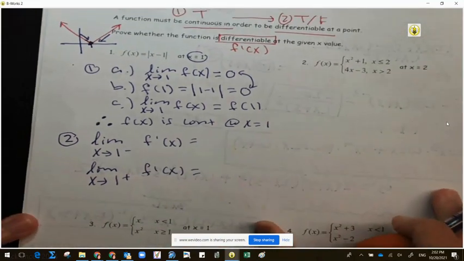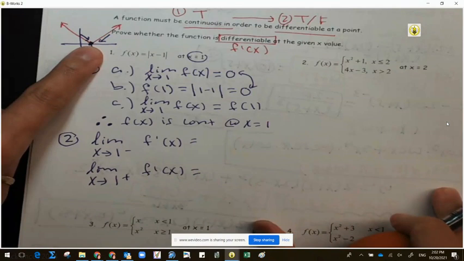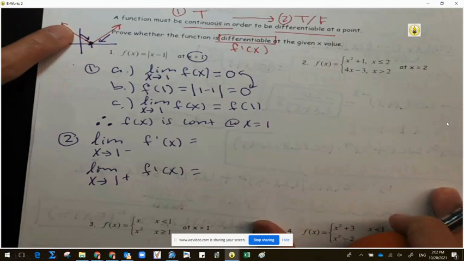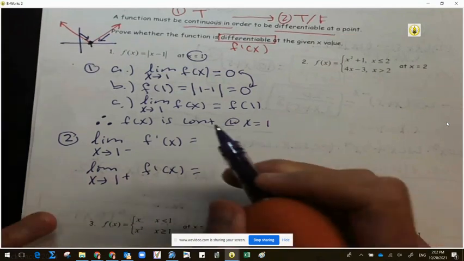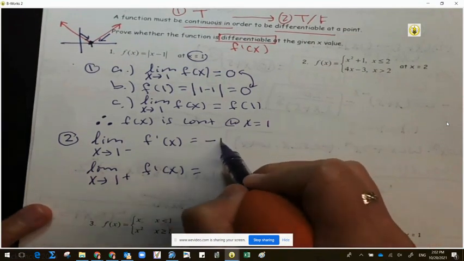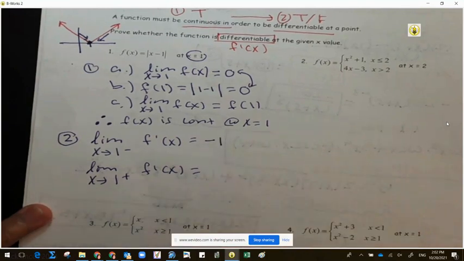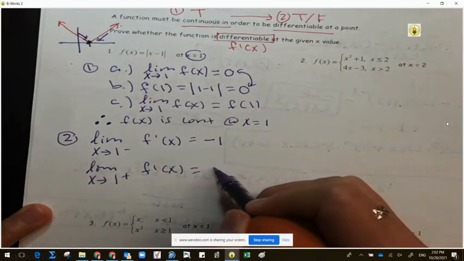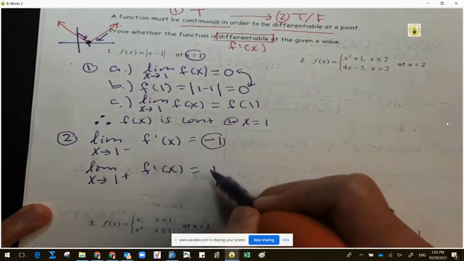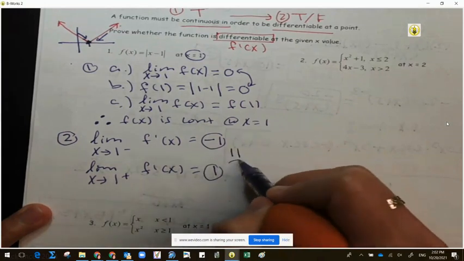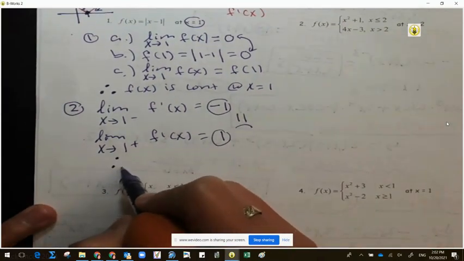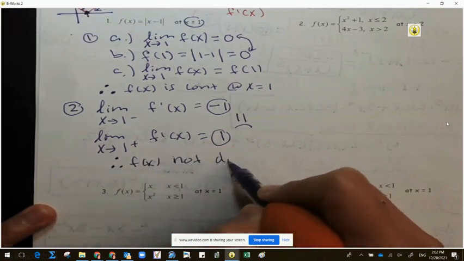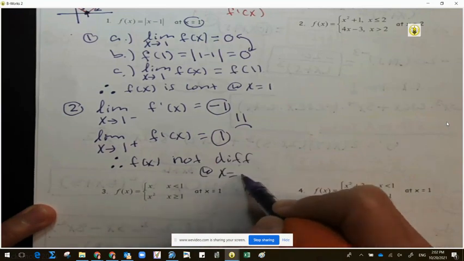So let's look at our slopes real quick. Here's my point of x equals 1. On my left, is my slope going up or down? It is going down, and specifically, it's going down by 1. Now look at the right side. My slope on the right side is going up, and specifically it's at 1. Are these two numbers the same? So what we are going to write on here is, therefore, the function is not differentiable at x equals 1.